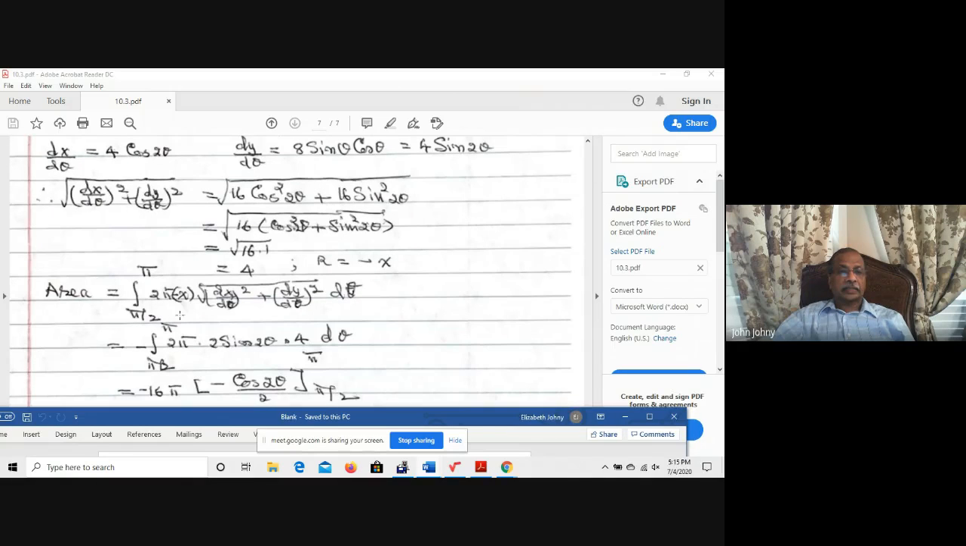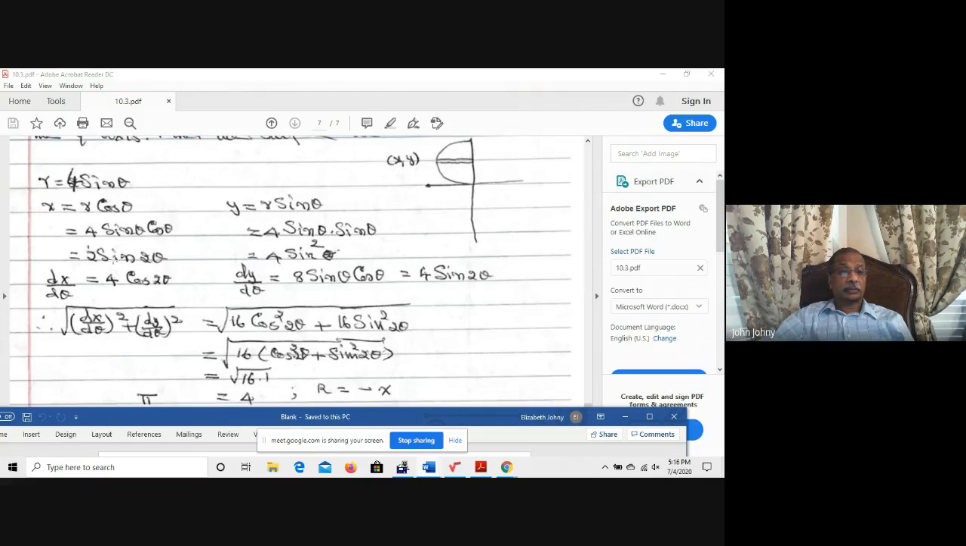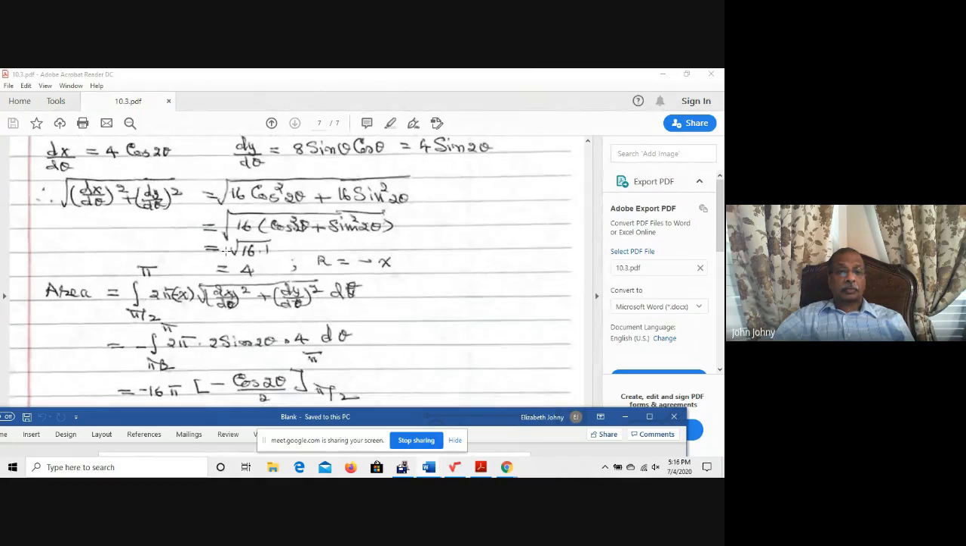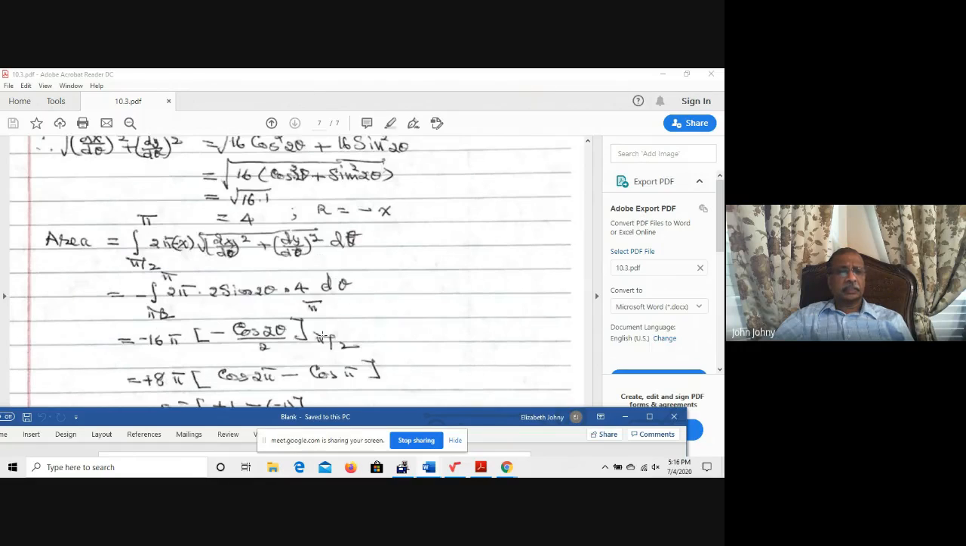That is a negative. So pull out the negative. Negative 2 pi times x, where x is 2 sine 2 theta. Then the square root of (dx over d theta) squared plus (dy over d theta) squared is 4. So 2 sine 2 theta times 4 d theta. So 2 times 2 times 4 is 16. So that is negative 16 pi.